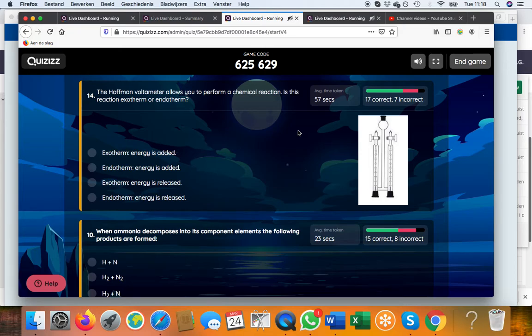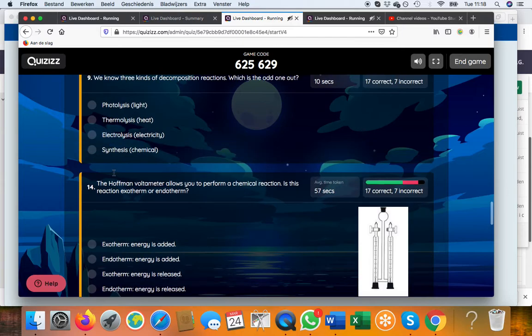Yeah, no, not even straight from the book. It's straight from the presentation. Hofmann voltameter allows you to perform a chemical reaction. You need to know it's a decomposition reaction, and in decomposition reactions, energy is added, so it's endothermic. So option B.